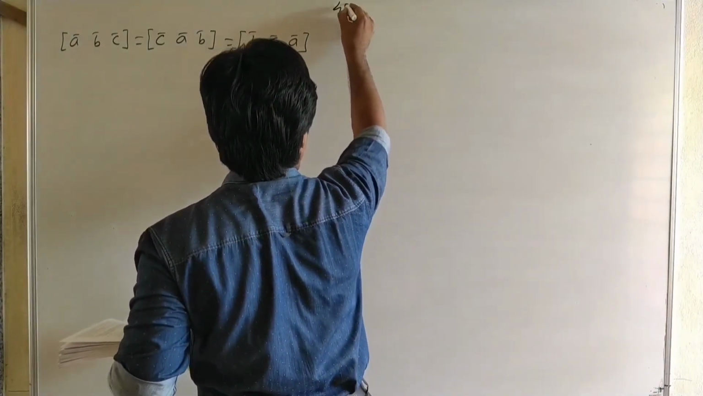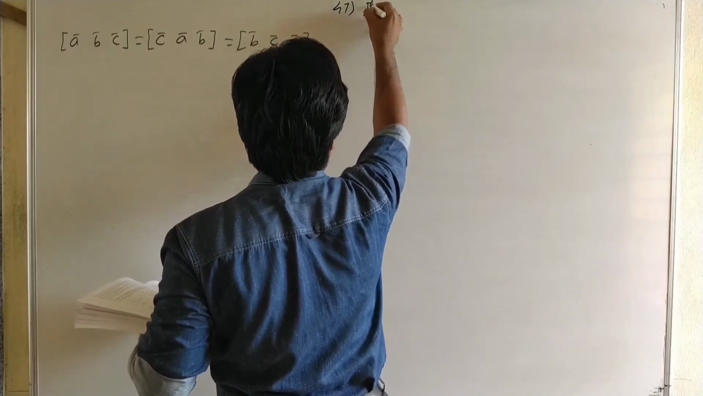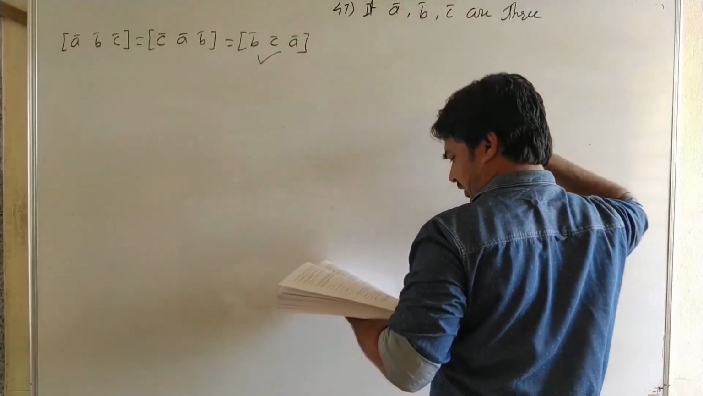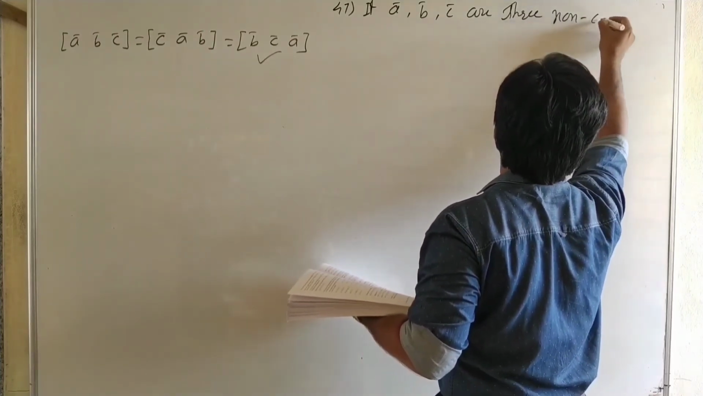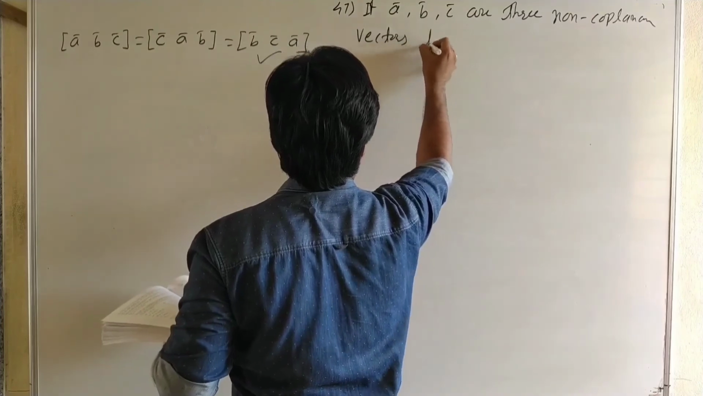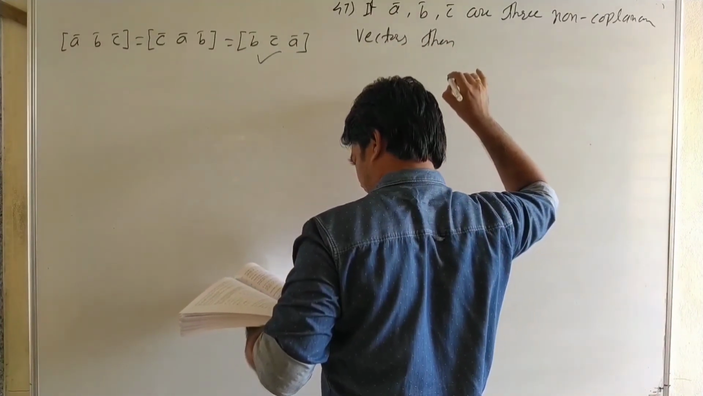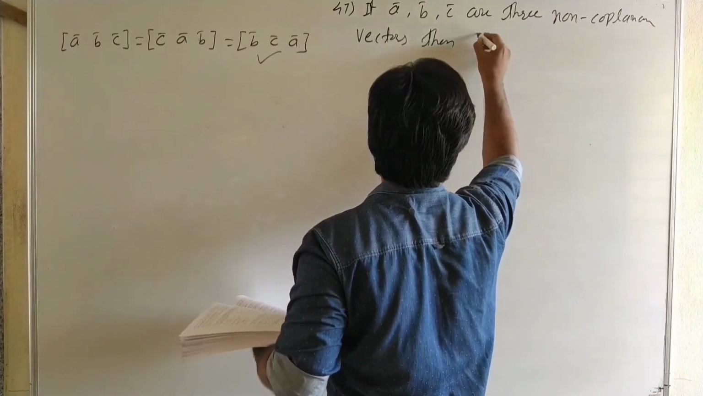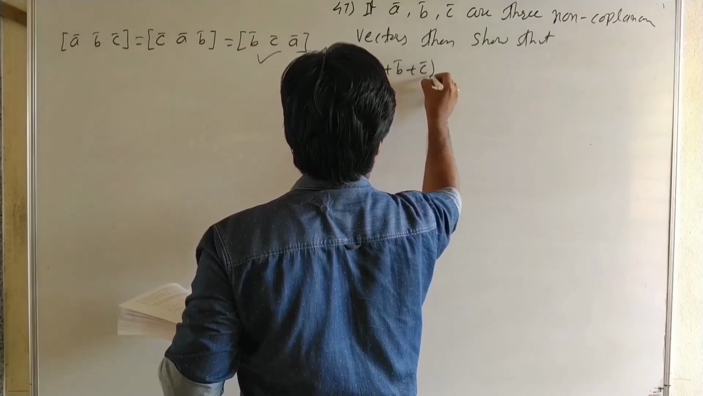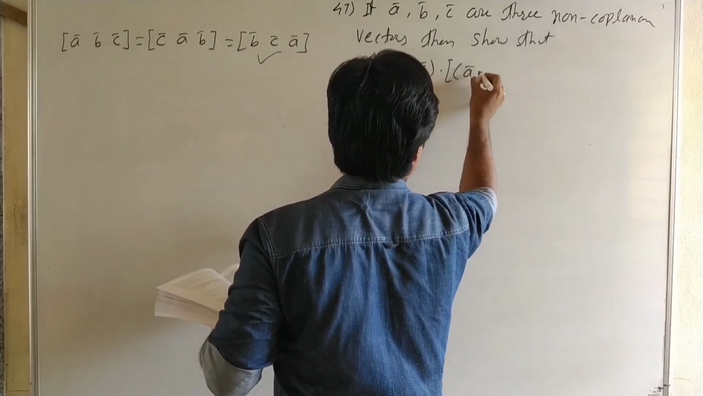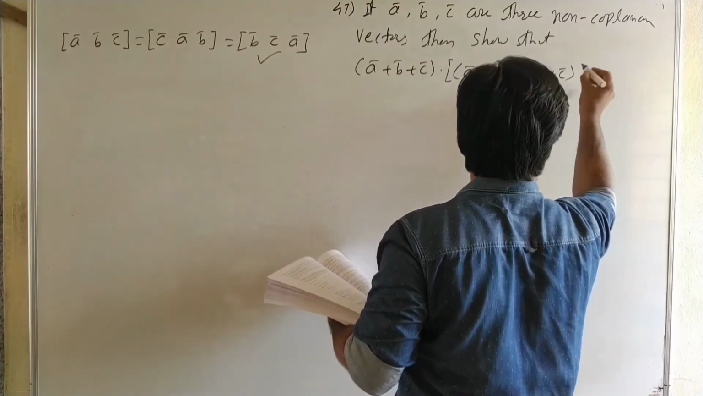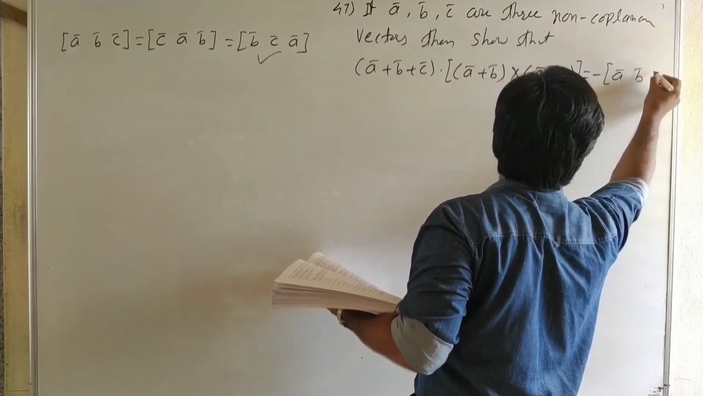Next, example number 47. If A bar, B bar and C bar are 3 non-coplanar vectors, then show that a bar plus b bar plus c bar dot a bar plus b bar cross a bar plus c bar is equal to minus a b c.